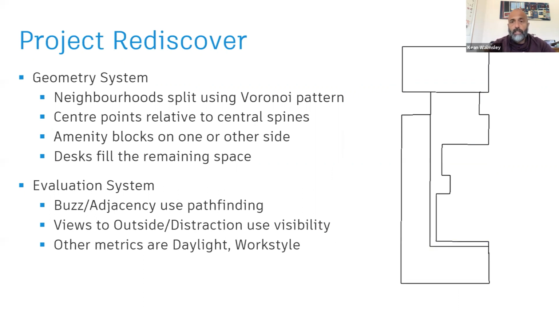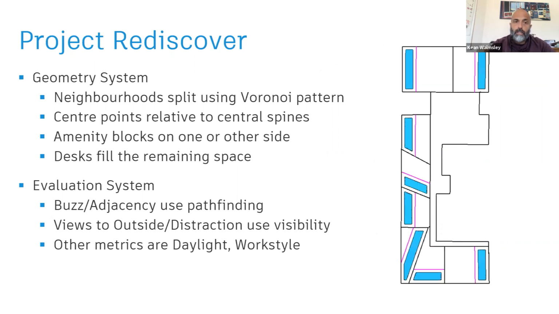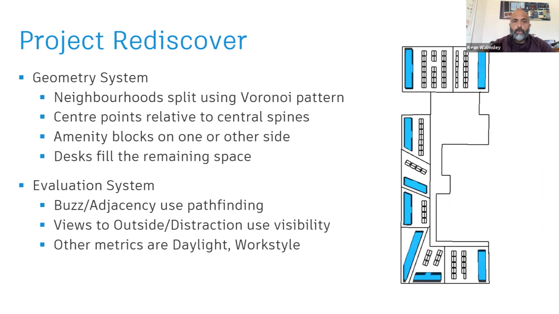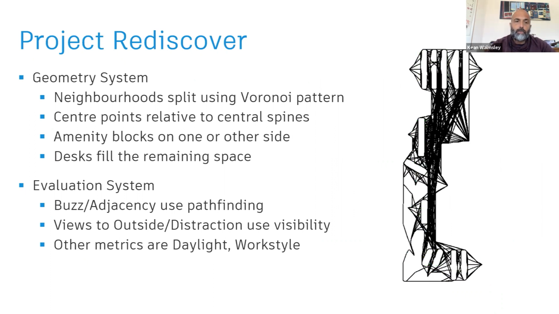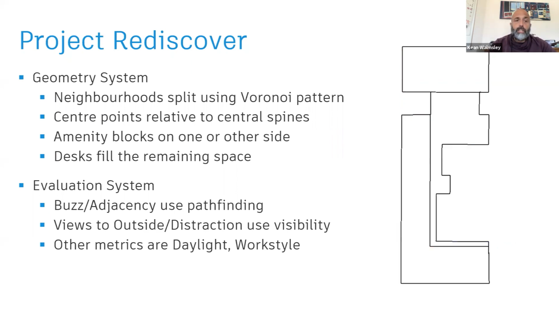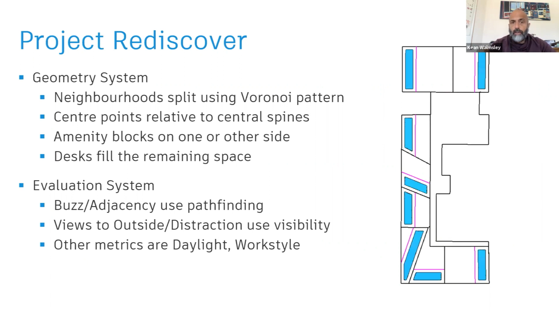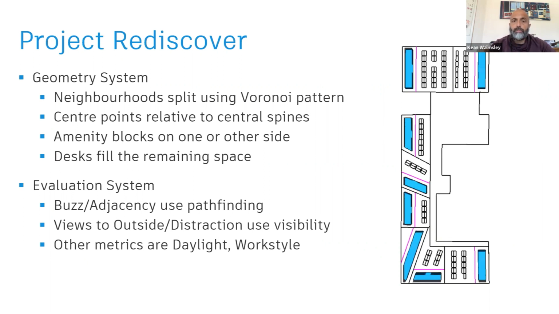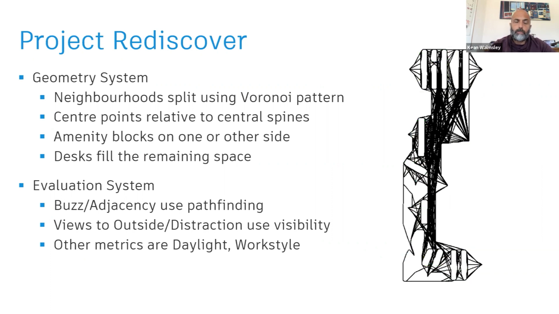And then we take a look at the evaluation. We're going to use pathfinding to do shortest path analysis between each of the desks and certain important points. So we use that to calculate buzz, the amount of energy and sort of noise there will also be in that space, as well as the adjacency, to make sure that we minimize the adjacency from people's desks to important locations in the building. Similarly, we use visibility to assess both views to outside from people's desks, but also the level of distraction that people will have at their desks, depending on the direction that they're sitting and facing. There are other metrics that are included in the evaluation system based on daylight and work style preferences, but these do not make use of the space analysis package.